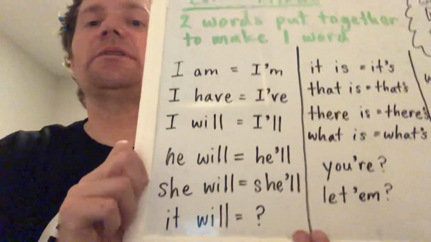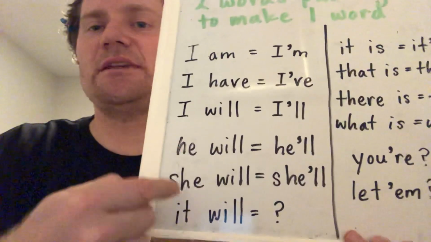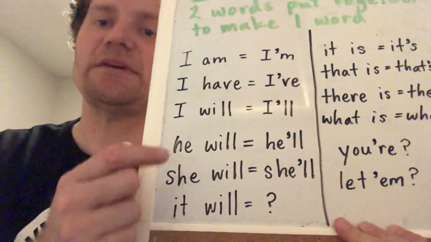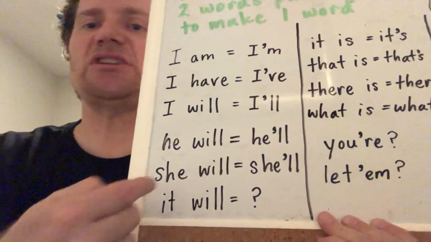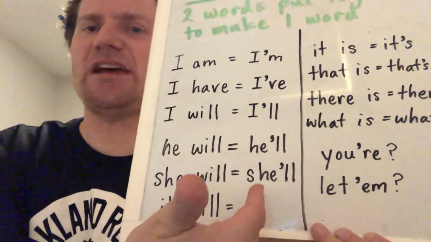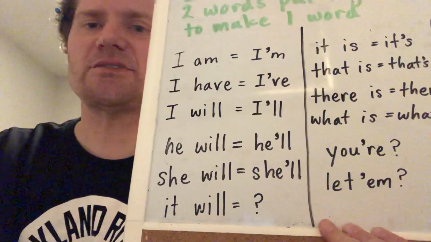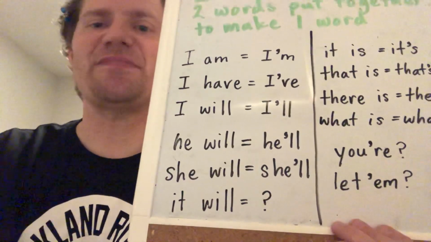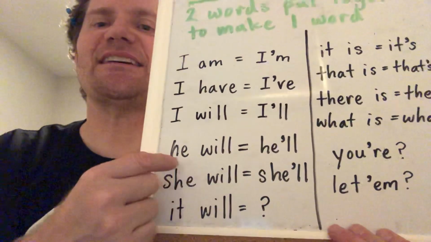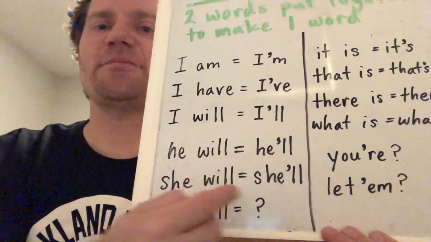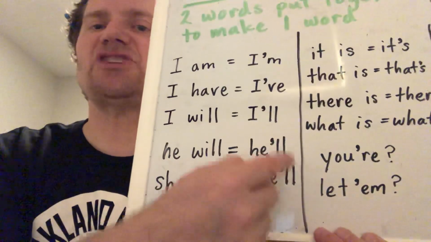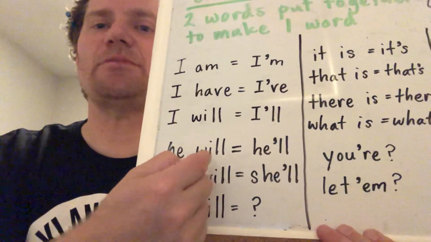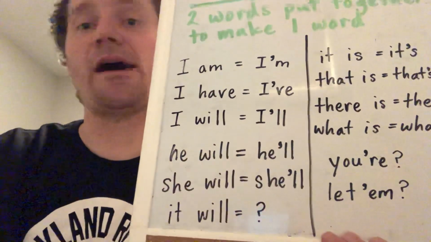All right? If we look at a few other examples, all of these go with the word will. He will becomes he'll. She will becomes she'll, not shall. We can't just ignore that apostrophe. And then we'll look at what it will become. In these cases, you can see that the first word is still there, but the second word has been changed a little bit. We've taken out the W and the I, and in their place put an apostrophe.